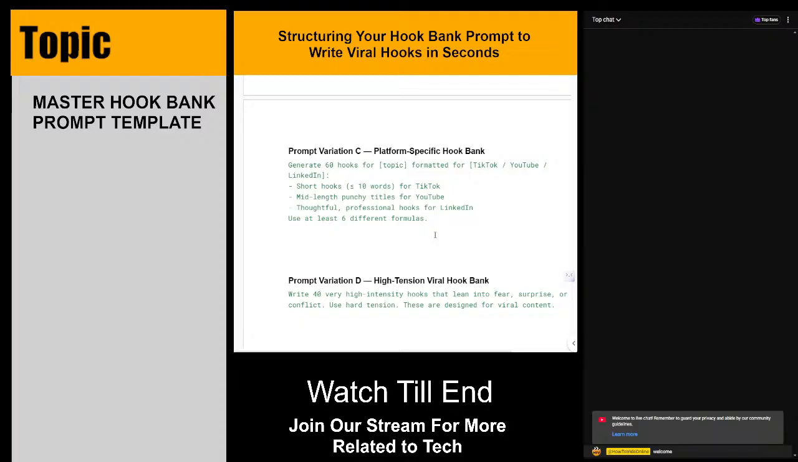Now we'll talk about performance tracking and optimization. To make your hook bank even better, you have to track which hooks drive engagement. It could be clicks, watch rate, or comments. Note which formula works best for your audience. Then you have to remove or refine low performing hooks. You have to update your hook bank prompts with new formulas or trends. So this way you can analyze the performance and then you can make it better.